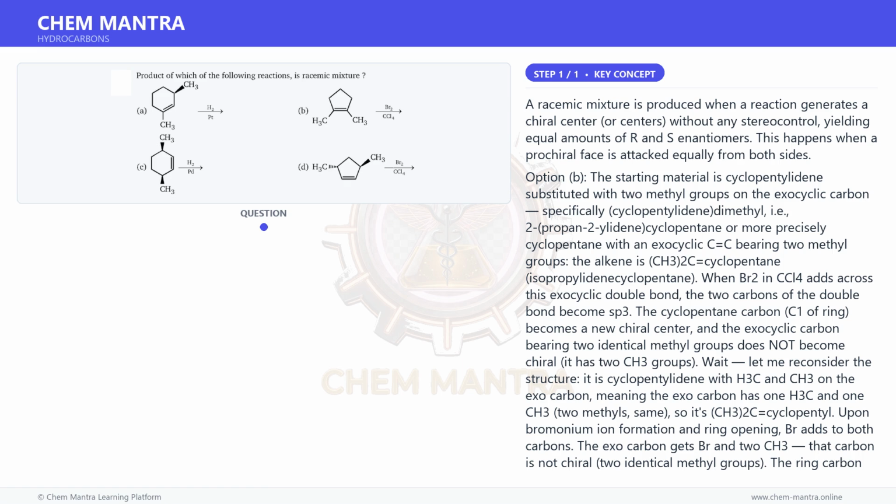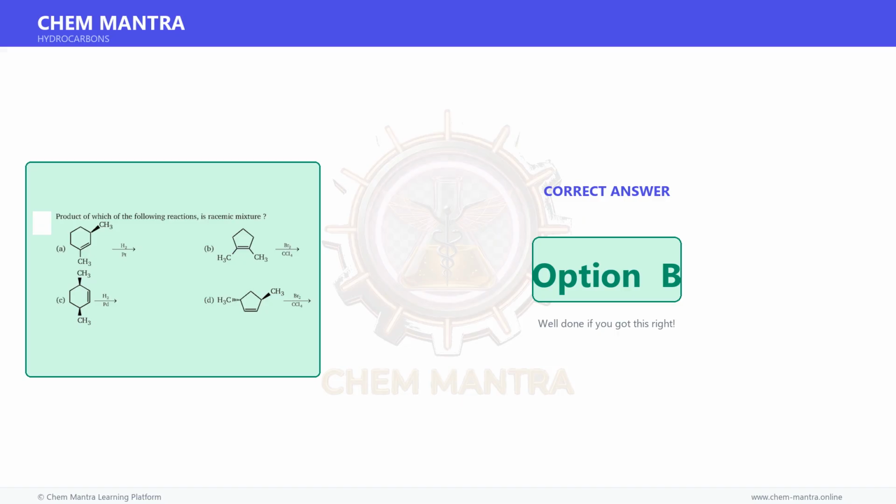Therefore, option B produces a racemic mixture because the symmetric exocyclic alkene lacks facial differentiation, and bromine addition creates 1 new chiral center with equal probability from both faces. Therefore, the correct answer is B. Therefore, the correct answer is option B.